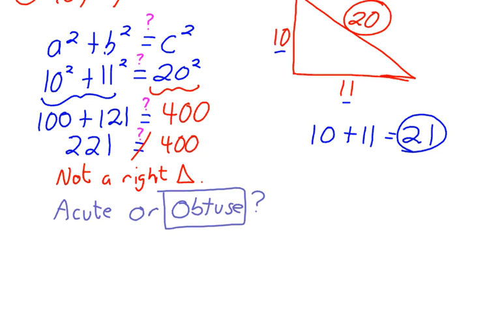So that's why I always compare my c squared to the a squared plus b squared. Because if c squared is larger, that indicates obtuse. If c squared is less than a squared plus b squared, or smaller, that would indicate that it's acute. The only way it could be a right triangle is if your left side is equal to your right side, so your a squared plus b squared is equal to c squared.